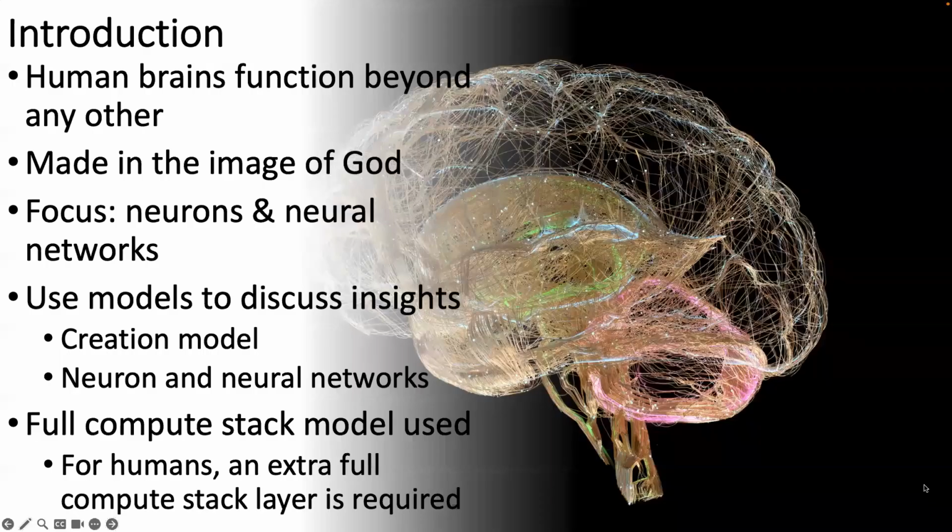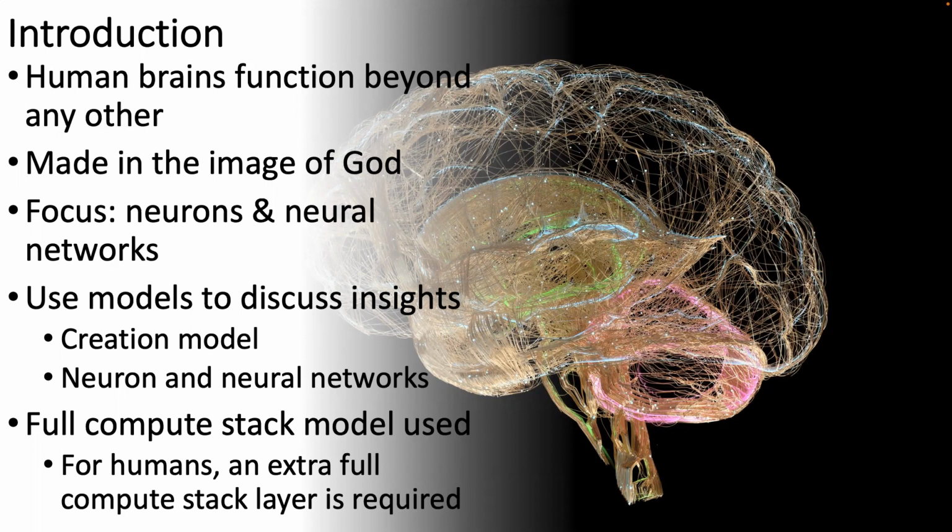Let me go ahead and use a couple slides here to do an introduction, and hopefully this will fill in some of the details. The human brain functions at a level beyond any other brain among all animals. Since human beings are made in the image of God, or Imago Dei, there must be signatures of this fact in the design. So in this talk, we'll introduce an engineering methodology for exploring this concept.